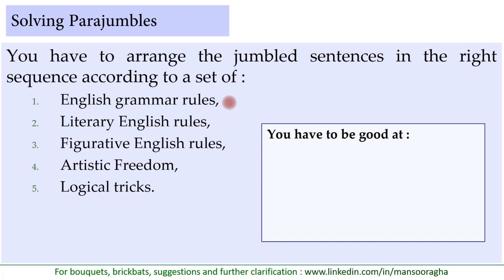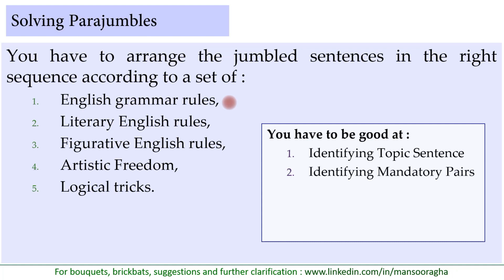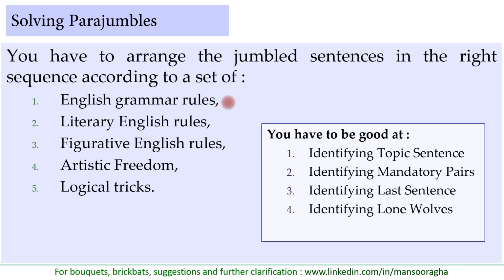But basically, you have to be good at a few objective things. The first is you need to be good at identifying the topic sentence or the first sentence of the whole lot. You need to be good at identifying the mandatory pairs of sentences in the paragraph. You have to be good at identifying the last sentence and the various roles that it plays inside a paragraph. You need to also identify lone wolves and put them into the right position. And during the solving of the question, you will have to take a lot of decisions and you will have to check whether those decisions work for you or not.